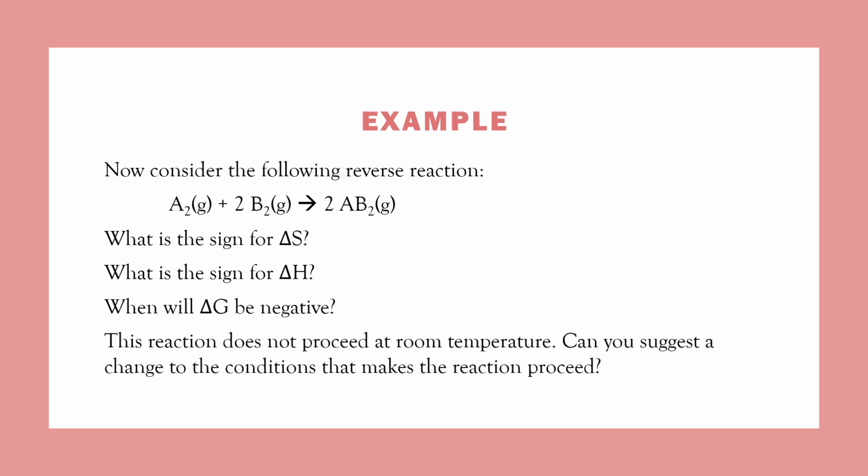Okay, so now this is the reverse reaction of the previous example. You're going from 3 particles down to 2, so delta S is negative. We had an exothermic reaction before, so when we reverse the reaction, this one will be endothermic. And so delta G will be negative never, because both of these things are not favorable. Now it says the reaction does not proceed at room temperature. Can you suggest a change to the conditions that make the reaction proceed? No, I can't. Because it is never going to happen spontaneously at room temperature because of the values for delta S and delta H. It will never work.